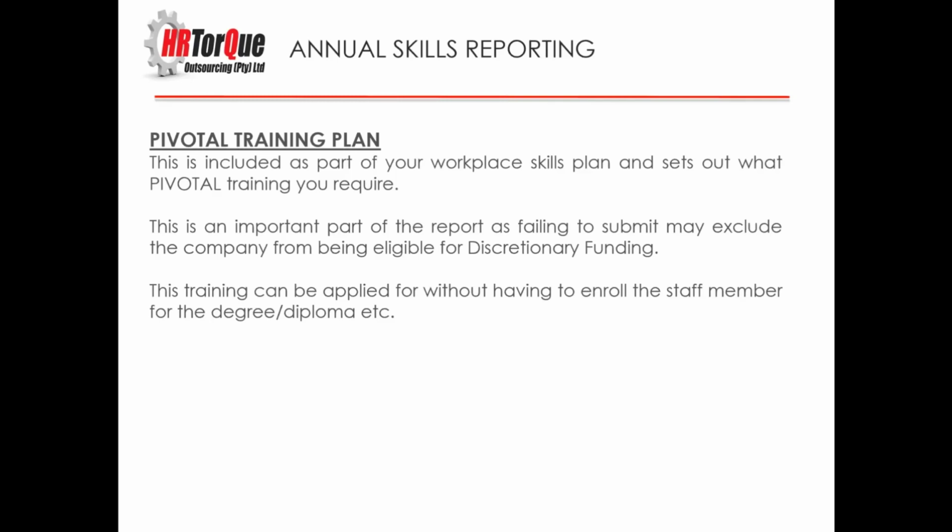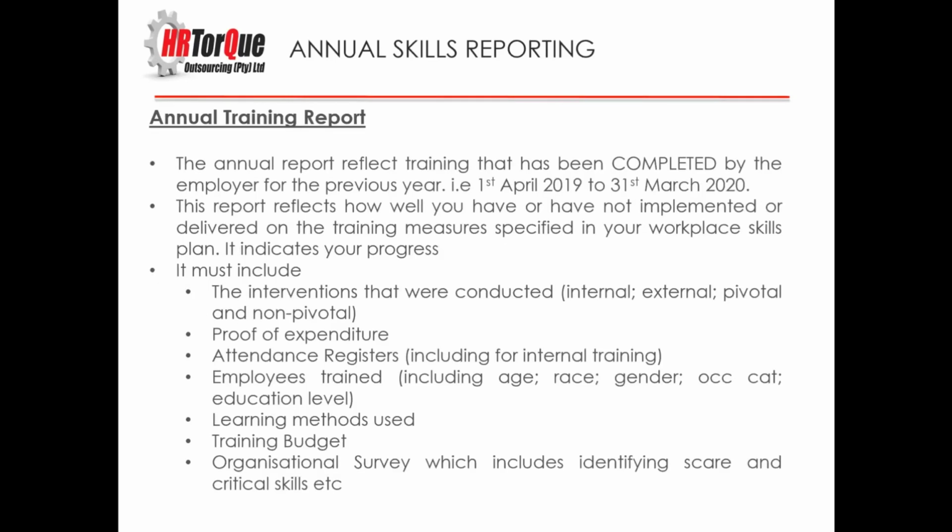Then finally, we've got our annual training reports. I have put in the days here, which is the 1st of April. This is just an example. Some SETAs are slightly different in that they will go January to December. It is important that you know what period you're looking at, but your annual training report reflects the training that has been completed in the previous year, whatever year that is. Most SETAs go April to March, but some do go January to December. This report reflects how well you have or have not implemented or delivered on the training measures that you said you were going to do within your workplace skills plan.